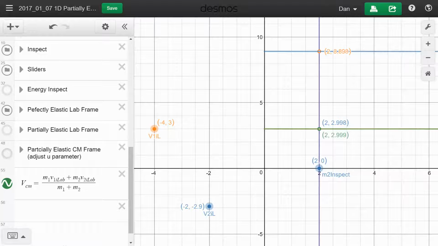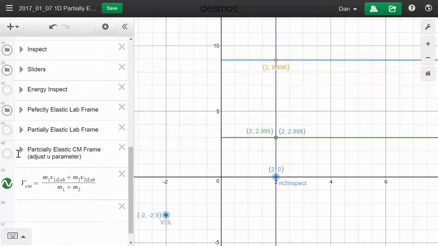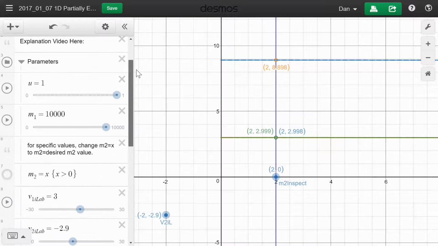So that's a perfectly elastic collision. So if I make it partial, now right now I have to go change the U value. I don't want the center of mass frame, I want the lab frame. Just go up here to the U parameter and make that, if it was a perfectly inelastic collision, they would both move at the center of mass velocity. Everywhere else it's somewhere in between, and it shifts until it's 1. It's the same as for a perfectly elastic collision, because it is.